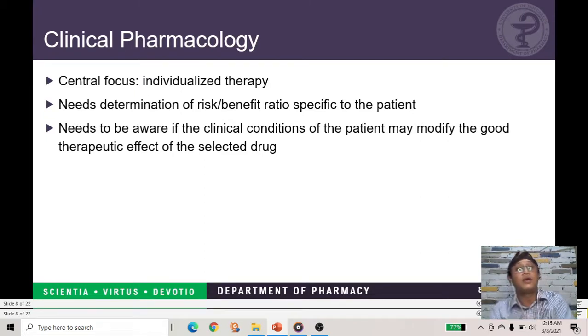For example, if someone is a fast metabolizer, then the drug given to them probably cannot act just like what is expected, because it will be rapidly metabolized by their body.